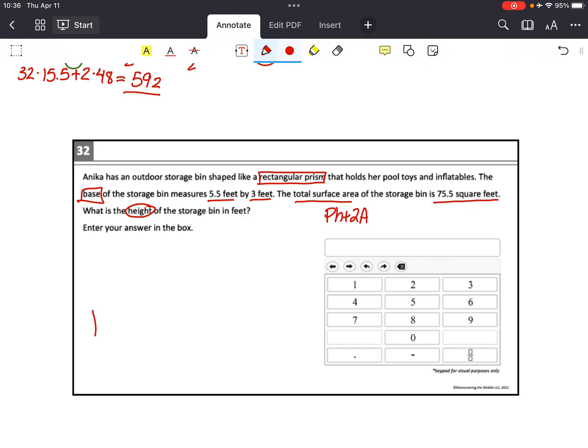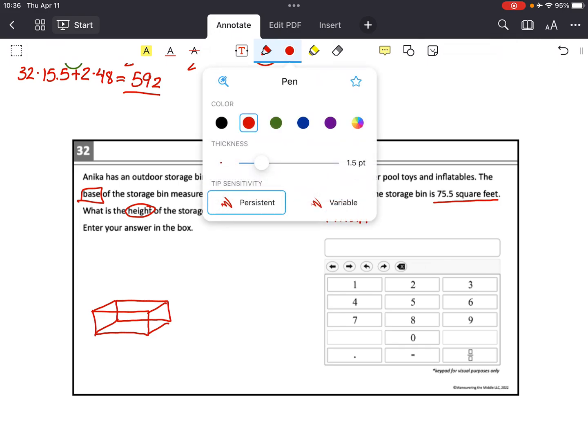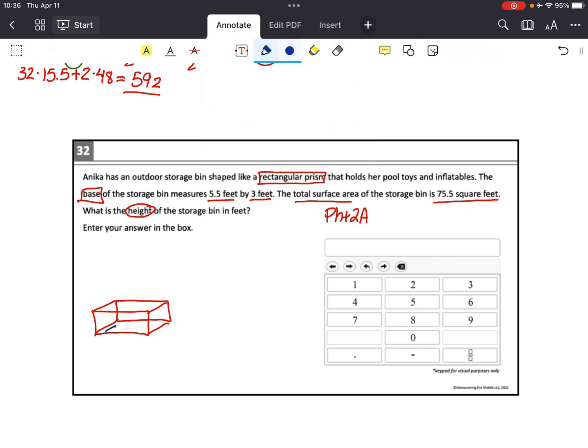Then I already know the base. So if you were to draw a picture of this, you just draw a rectangle with a similar sized rectangle within it, and then connect your corners. If you are a visual person and you need that, you can go ahead and draw that. What we know is that the base, or the bottom, and the top measure 5.5 and 3. So that allows me to figure out the perimeter as well as the area, and I am just looking for the height.